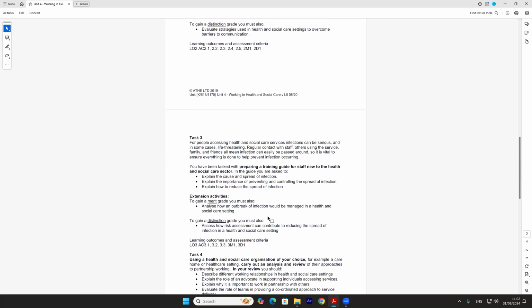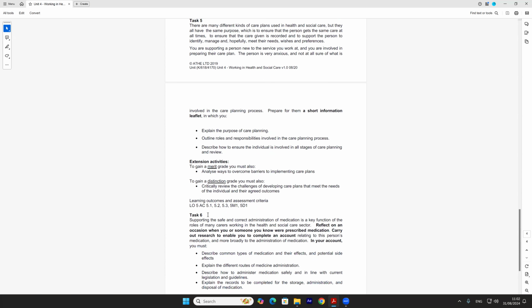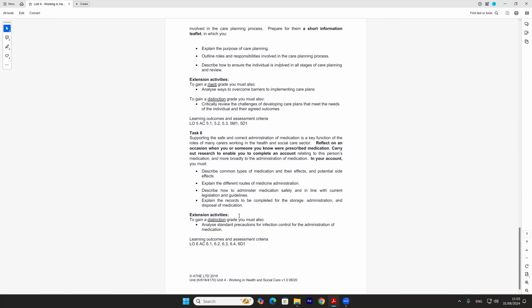Then you will go for task 3, which has the assessment criteria 3.1, 3.2, 3.3, 3 merit 1, and 3 distinction 1. Then you will go for learning outcome 4 and the assessment criteria 4.1, 4.2, 4.3, 4.4, and 4M1. Then you will go for task 5, and in that you will cover learning outcome 5 and the assessment criteria 5.1, 5.2, 5.3, and 5M1 and 5D1. Then you will go for task 6, and in learning outcome 6 you will go for the assessment criteria 6.1, 6.2, 6.3, 6.4, and 6D1.